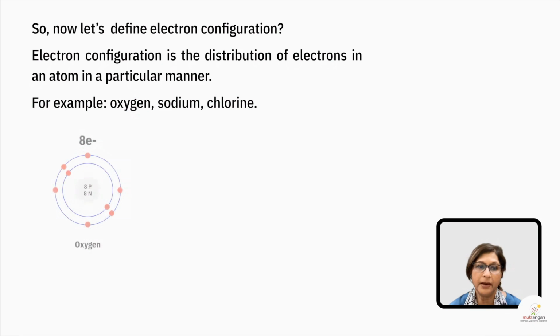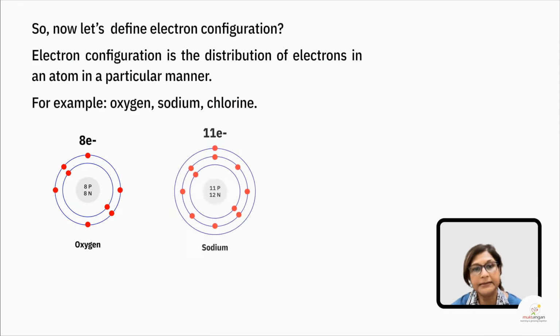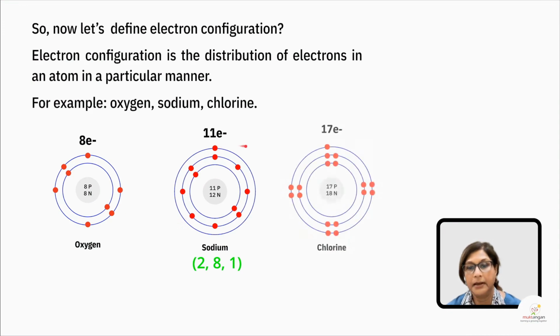For example, oxygen. Oxygen has 8 electrons and the configuration is 2 and 6. Another example is sodium. As you can see, it has 11 electrons. So the configuration is 2, 8, and 1. Chlorine is another example, which has 17 electrons, and the configuration is 2, 8, and 7.